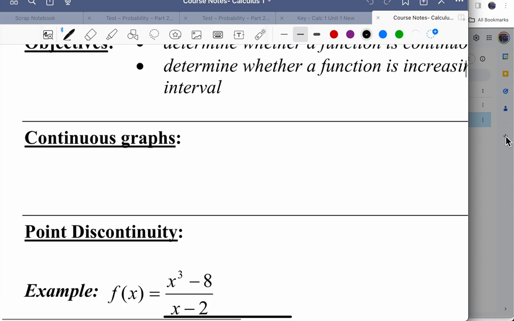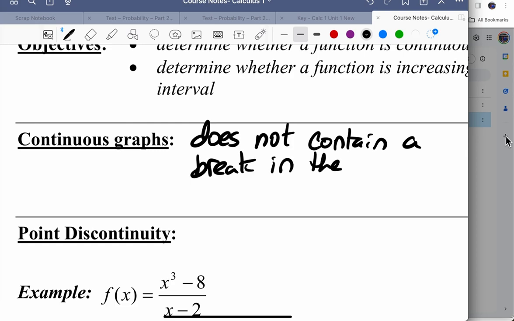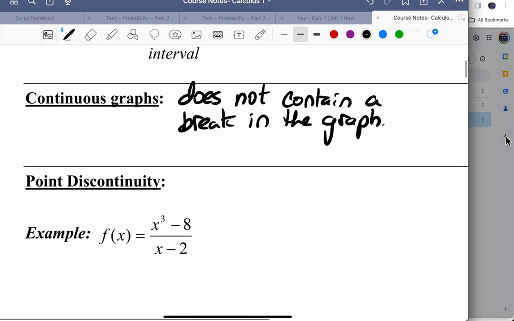But for now, it does not contain a break in the graph. All right, very simplistic definition at this point, but like I said, we'll circle back on that. That includes any kind of asymptote, a hole, or anything like that, which would constitute a break. And I'm actually going to detail the different possibilities at this point.